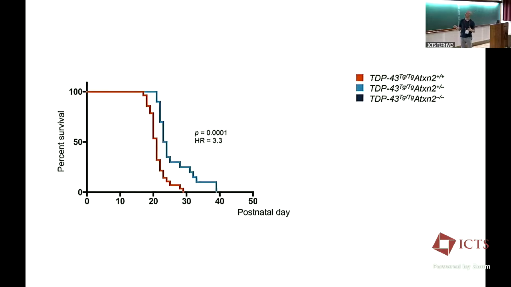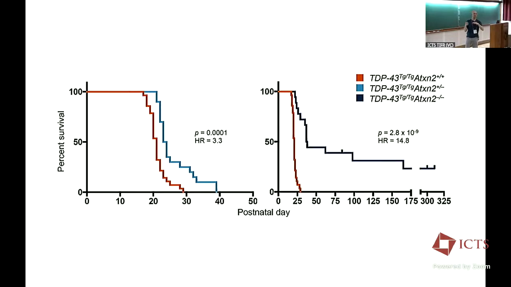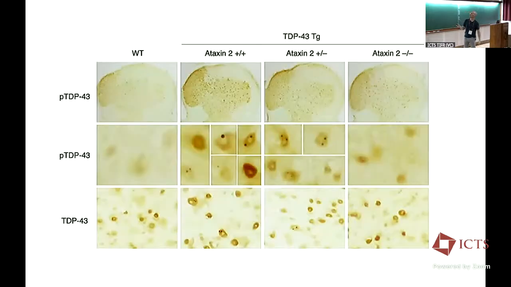And she found that the normal mice expressing TDP-43 all died very rapidly by day 30. But if she had half as much ataxin 2, the mice lived significantly longer. But the crazy thing was when she completely got rid of ataxin 2, the mice lived a lot longer, over 300 days. And this was also able to get rid of the aggregates of TDP-43 in the spinal cord. So it seemed maybe that ataxin 2 is required for facilitating TDP-43 aggregation.